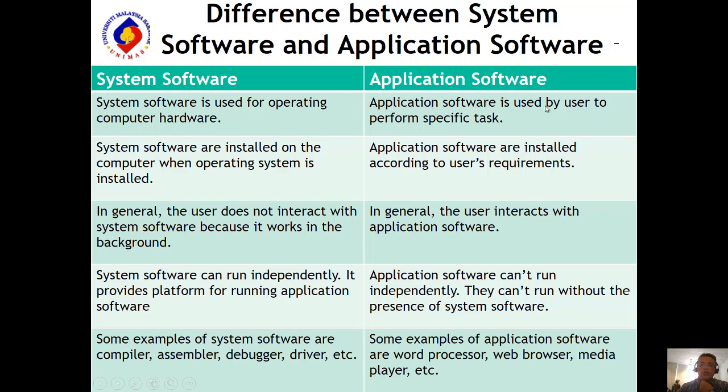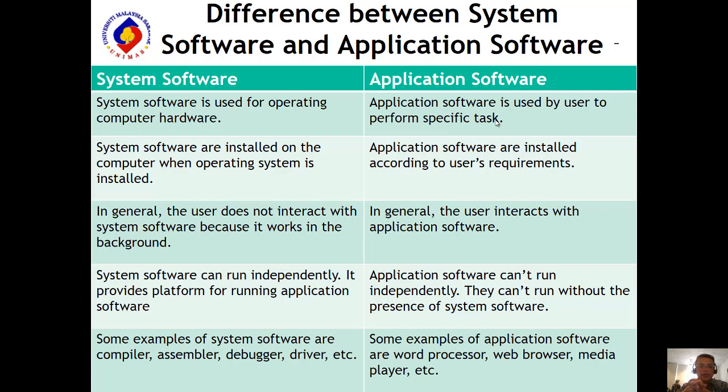If you look at application software, what is its purpose? Application software is used by the user to perform specific tasks. If you want to write a report, you use a word processor, Microsoft Word. If you want to calculate something, you probably use Excel. If you want to create a presentation, PowerPoint, and so on. So basically, application software is any software that is used by the end user to perform specific tasks.